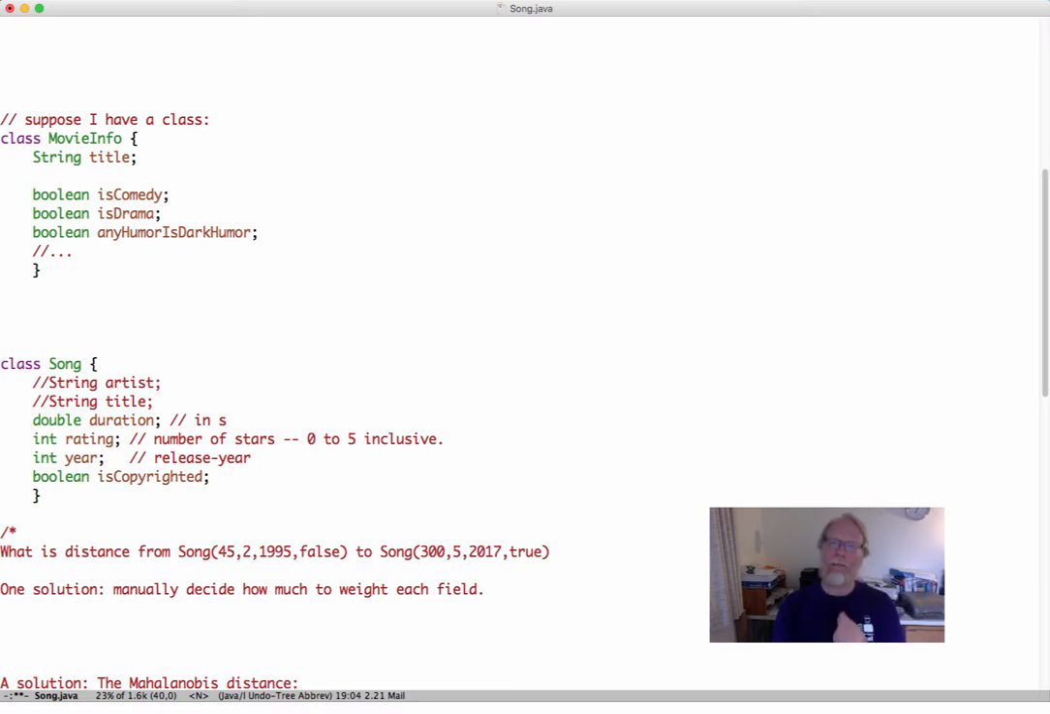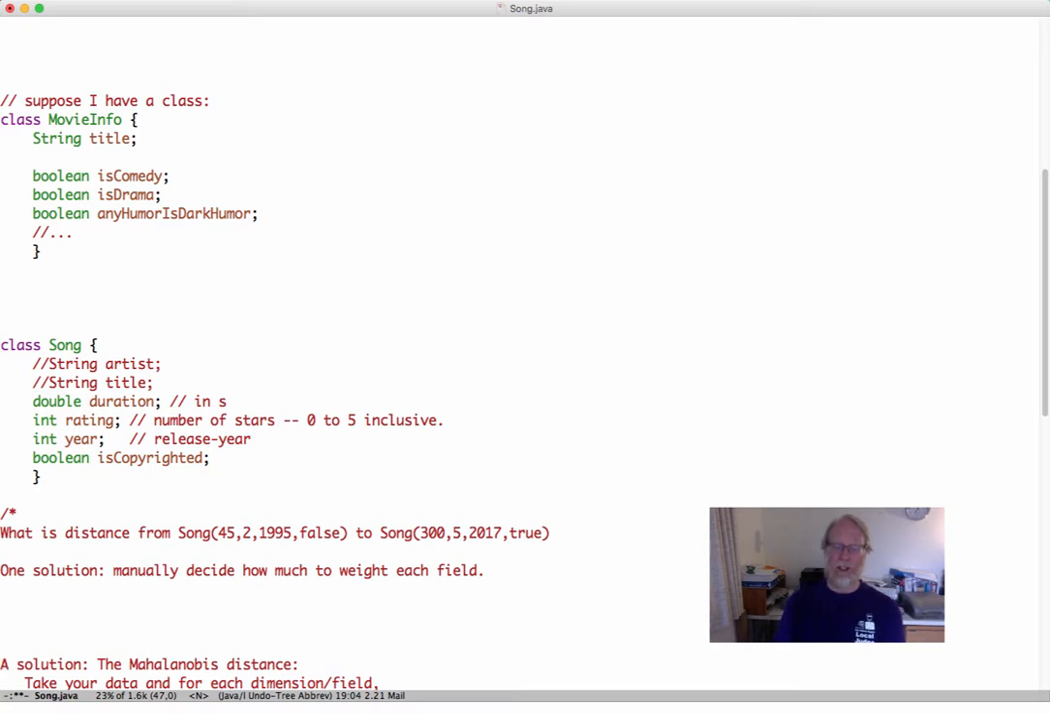And that's where we have the Mahalanobis distance. This is going to take care of the fact that some of these might be in seconds and others in years. In fact, there might be entirely incommensurate things. Some of them might be in seconds and other columns might be in number of stars. How do you compare that? And so Mahalanobis, named after an Indian mathematician.